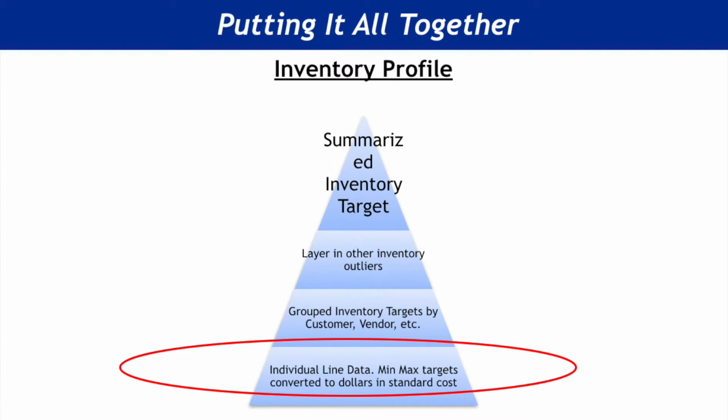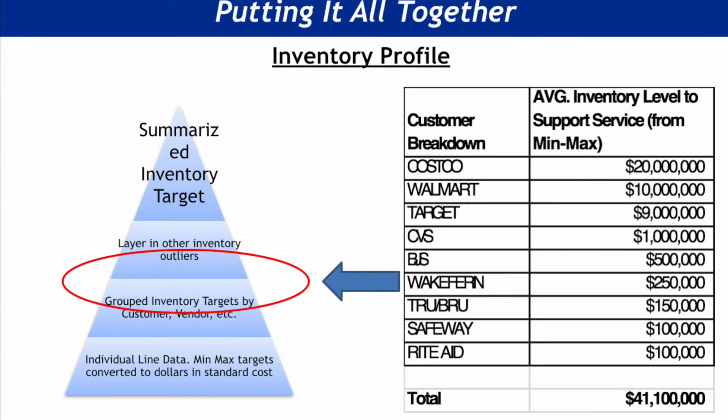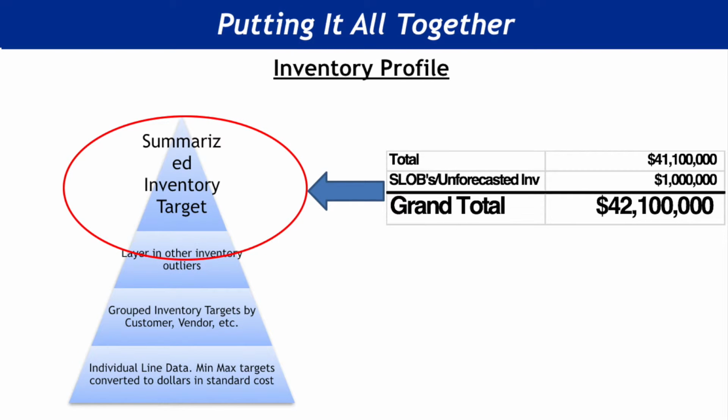All right, so after you've done all this work, we talked about how we got all the individual line data and min-max targets converting to dollars and standard costs. You grouped your inventory together. You might want to group them by customer, whatever. This helps you determine if you have to tweak your customer service goals or something along those lines to best service the company in their supply plan.